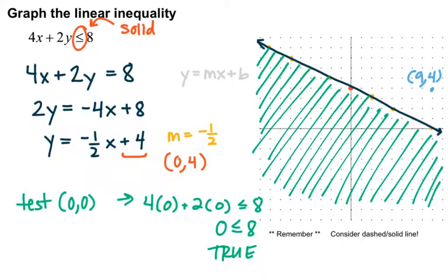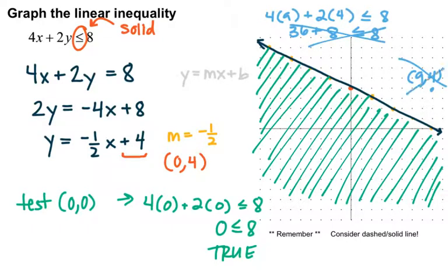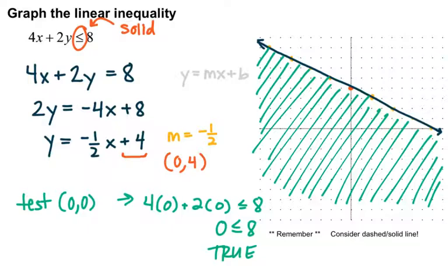And if I tested that and said, well, 4 times 9 plus 2 times 4 is less than or equal to 8, I'm going to get a false statement. 36 plus 8 is less than or equal to 8, which is definitely not true. So there are no solutions above the line. And so there you have it. There's our second example of graphing a linear inequality and then determining the region which contains all of the solution set.